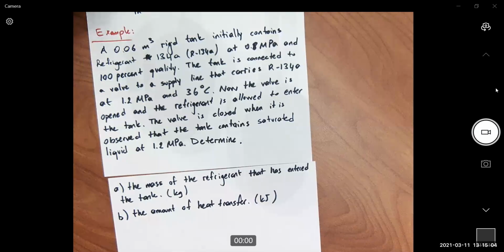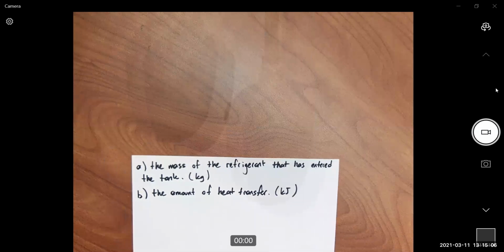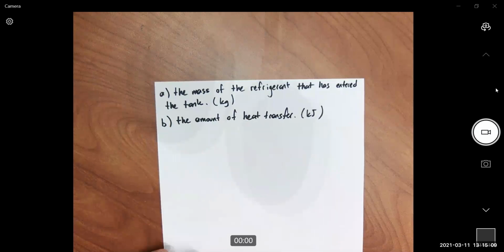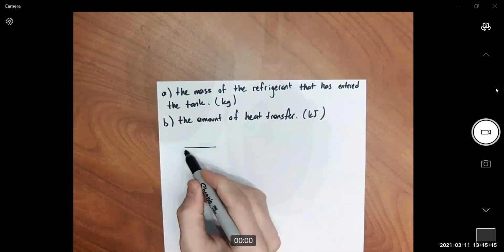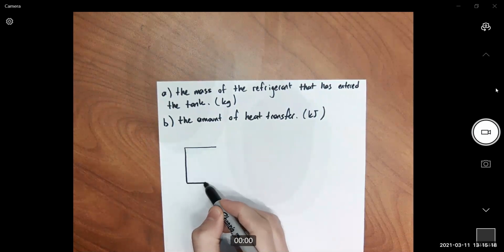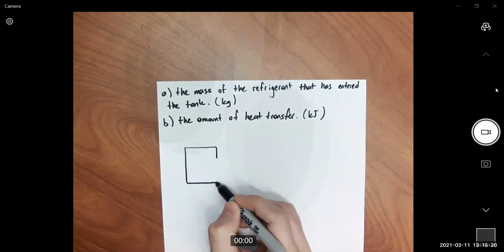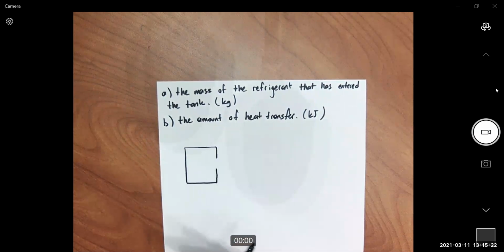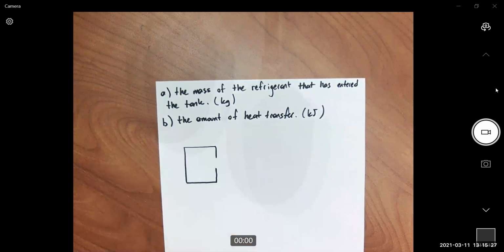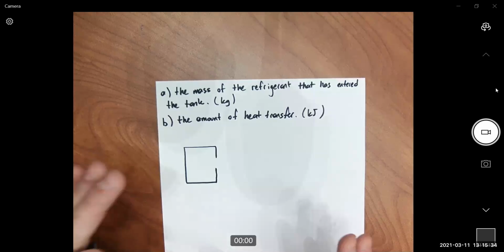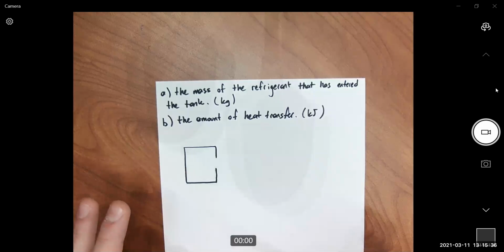Shall we? Okay. We have a closed system, right? Here we have a tank. That's how the problem starts. We have some substance inside at some condition, pressure, temperature. Could be anything. It's a closed system approach.